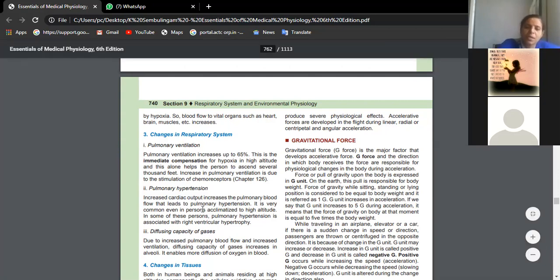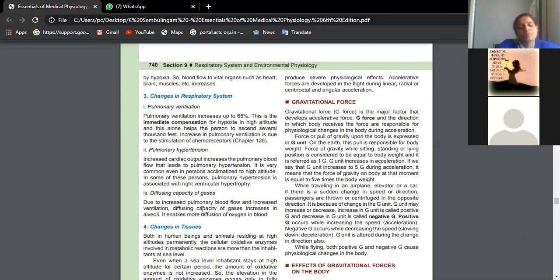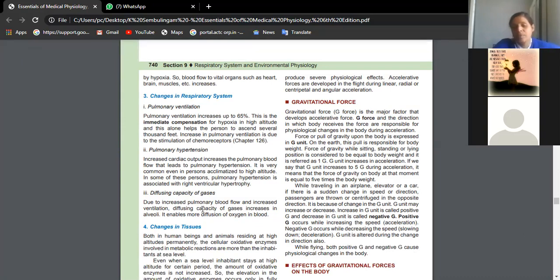So this is the effect of high altitude, which is causing the respiratory centers to work more actively. Okay, so that will be discussed like this. Then diffusing capacity of gases: here carbon dioxide concentration is increasing, no? So it is causing the stimulation. Whatever oxygen is available, its diffusion capacity is also increasing, so that it is made available.